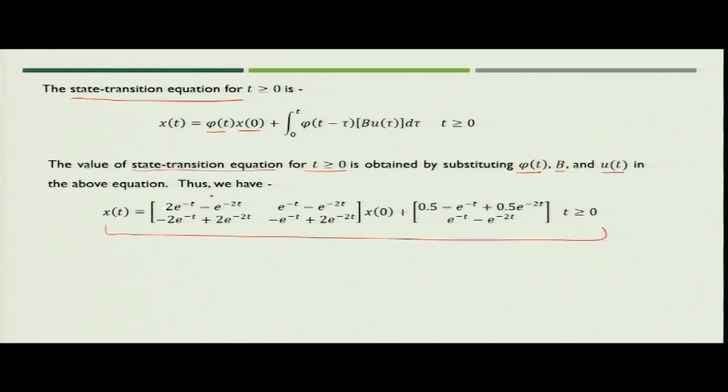So, that is phi(t) multiplied by x(0) plus you have the integral component. So, you take phi(t minus tau) into B into u(tau), and when you simplify and take the integral, you will get the vector as 0.5 minus e to the power minus t plus 0.5 e to the power minus 2t, and the second component will be e to the power minus t minus e to the power minus 2t. So, this is the state transition equation which you will get for any time t greater than 0.